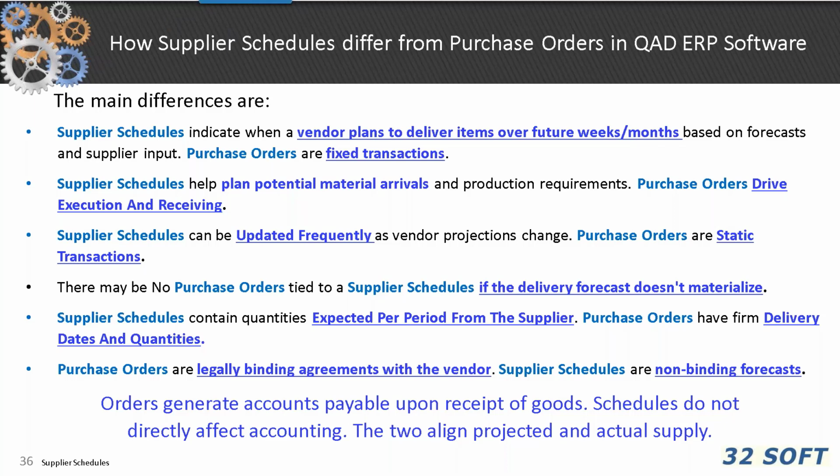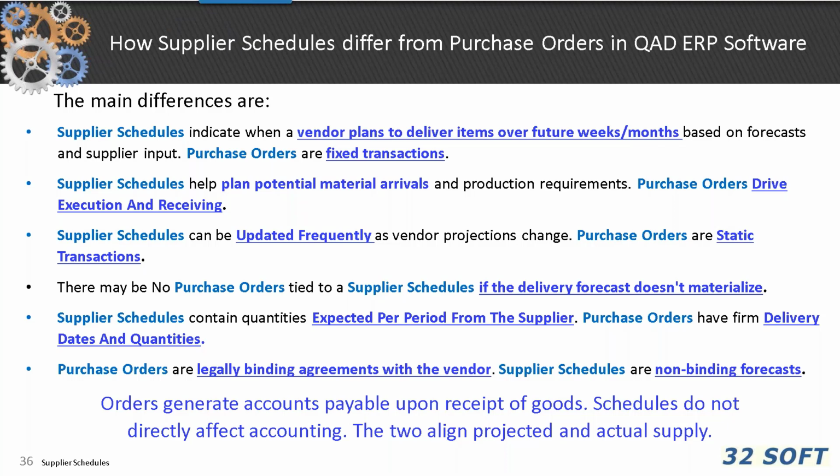The main differences are: supplier schedules are a vendor plan to deliver; purchase orders are fixed transactions. Supplier schedules help plan potential material; purchase orders drive execution and receiving. Schedules can be updated frequently as vendors change projections. Purchase orders are static transactions. If the forecast does not materialize, nothing happens with the schedule.